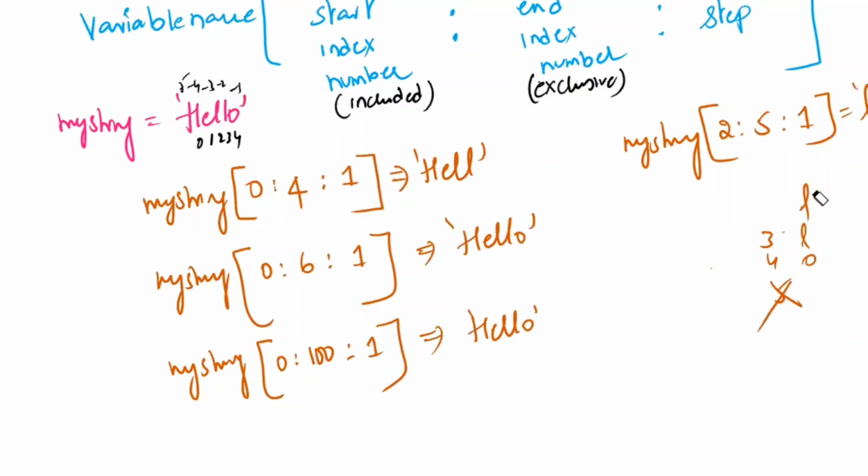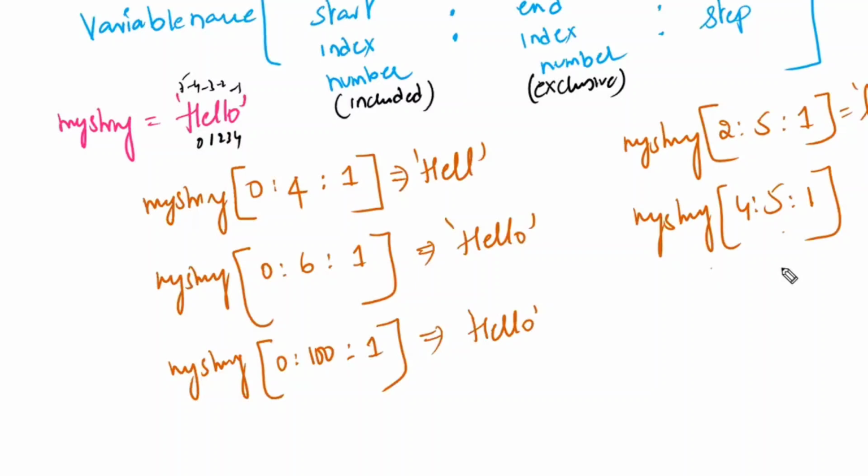Right? Now, next example. My string of 4 to 5 with an increment of 1. Now, the first number is 4. Increment of 1 is 5. But 5 should not be included, so 4 only. What is there in the 4? O is there. O will be printed.